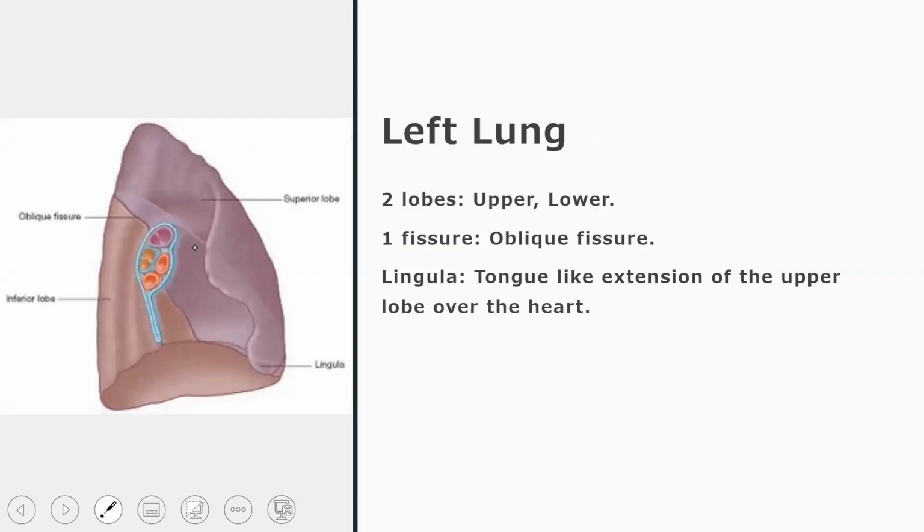So here, this is the left lung. The left lung is a bit smaller because you have the heart extending into the left side of the thorax. So here you have a space for the heart, the cardiac notch. Therefore, the left lung is a bit smaller. You have only the superior lobe and the inferior lobe, or the upper and lower lobes. And the superior lobe, this part extends in front of the heart, and it's called the lingula. It's a tongue-like extension of the upper lobe over the heart.